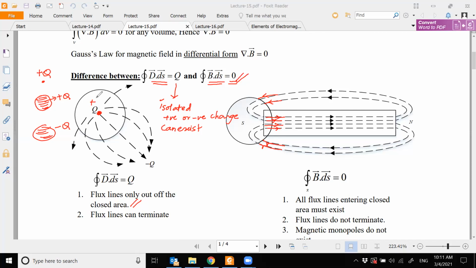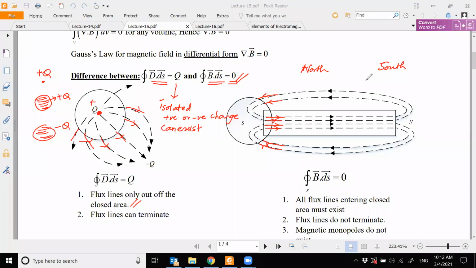But here, since a charge can stay isolated, for a positive charge your flux lines can always be going out, and it's not necessary that field lines will enter, because it can stay isolated. But in magnetostatics, there is no concept of positive and negative; here we have a concept of north and south. They cannot exist separately.